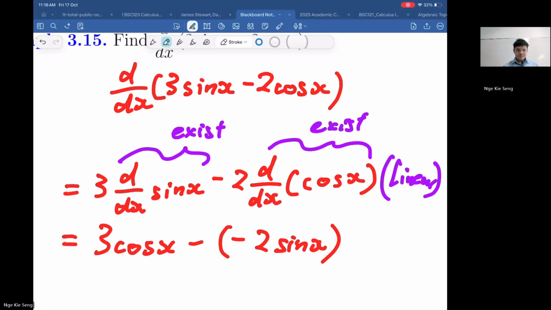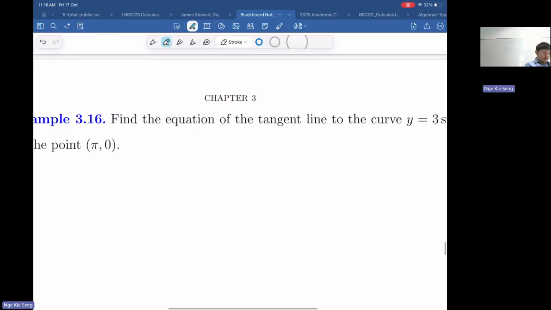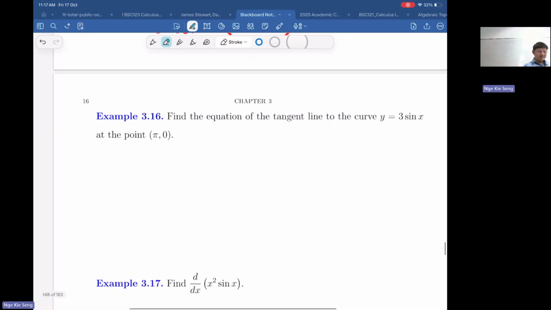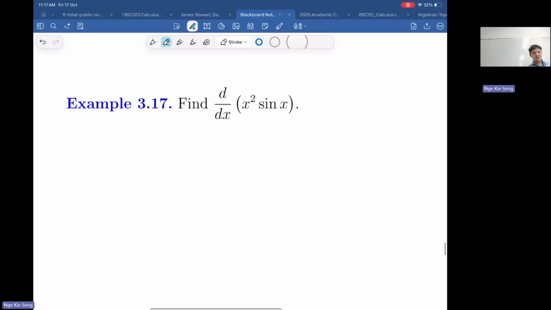Again, find the equation of the tangent line. I think we can skip this. It's just that this kind of tangent line is for a trigonometric function. How about 3.17? How about this? What do you think? They are trigonometric, they are polynomial. So what do you do here?